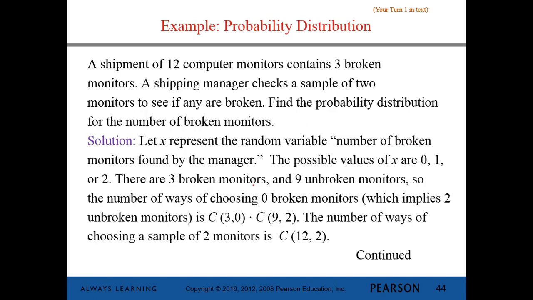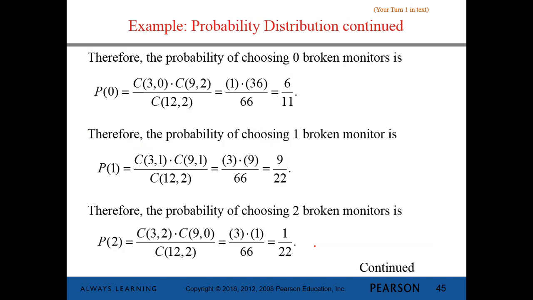We're going to let x represent the random variable, the number of broken monitors found by the manager, and the possible values for x are 0, 1, and 2. There are 3 broken monitors and 9 unbroken monitors. So the number of ways of choosing 0 broken monitors, which implies 2 unbroken monitors, is 3 choose 0 and 9 choose 2. And then the total number of ways of choosing monitors is 12 choose 2. And so these are the results. Easy peasy lemon squeezy, as my now 9-year-old daughter says.